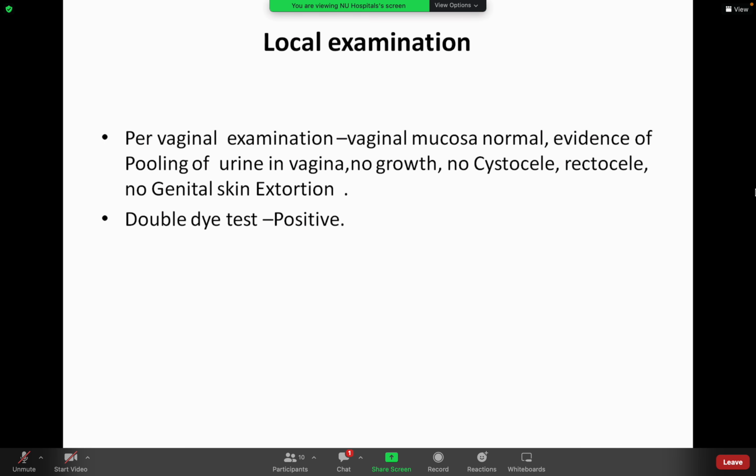How will you know that in local examination? For that, you have to do it under anesthesia. It's very difficult to see where the leakage is from. What is the double dye test?